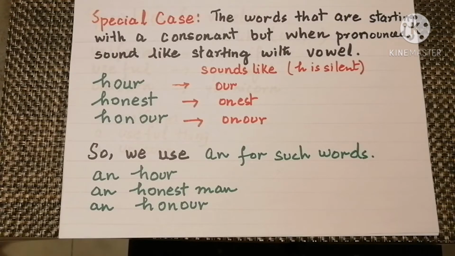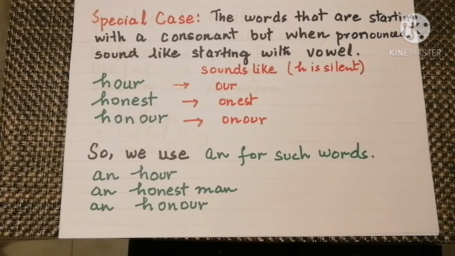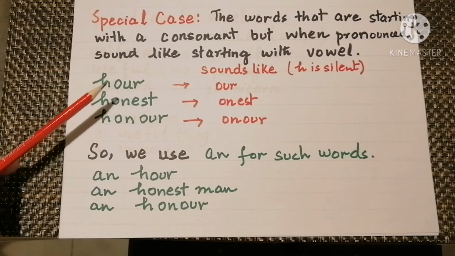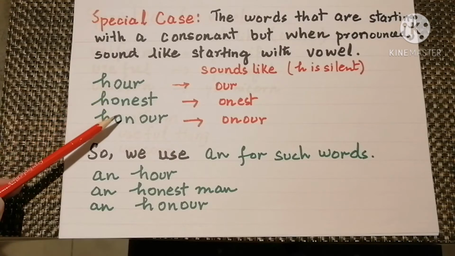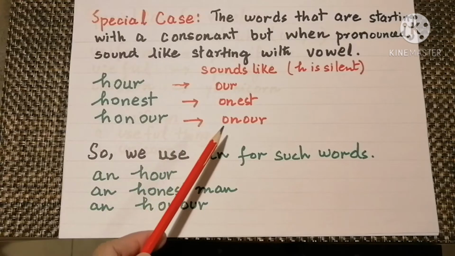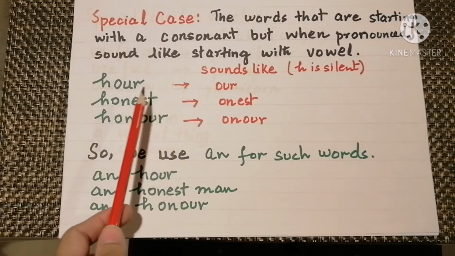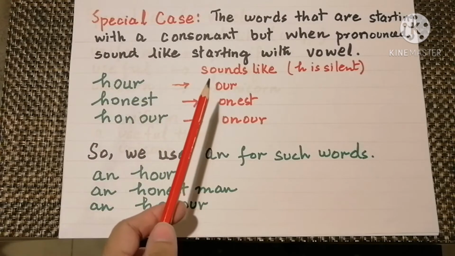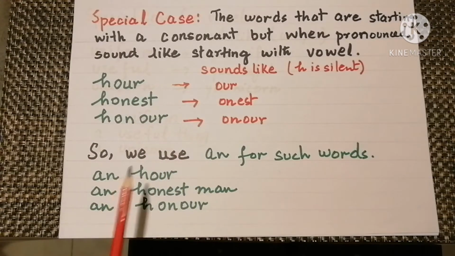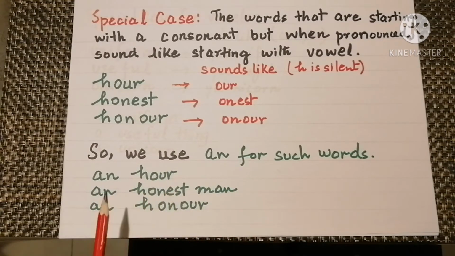But there are special cases: words that start with a consonant but, when pronounced, sound like they start with a vowel. Now these words sound like: our, honest, honor. Here H is silent, so these words sound like words starting with a vowel. So we use an for such words: an hour, an honest man, an honor.